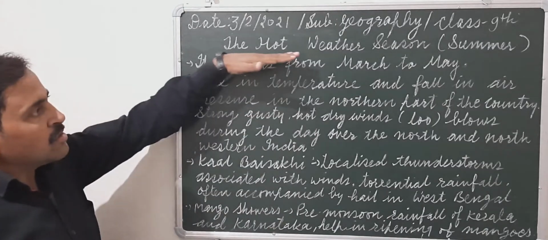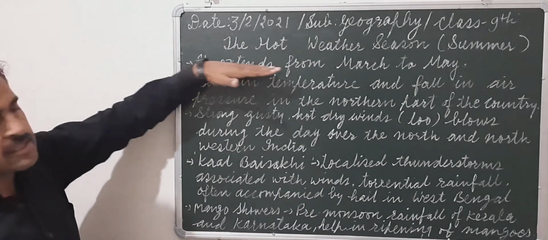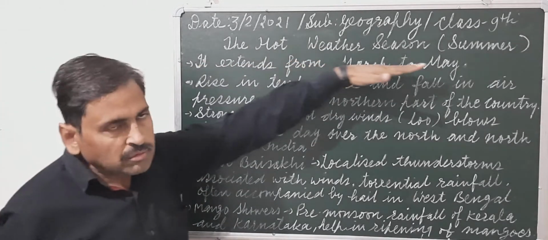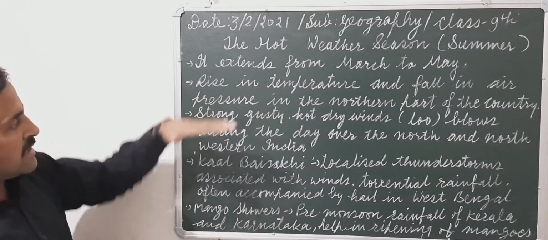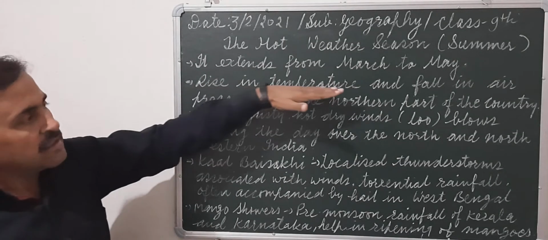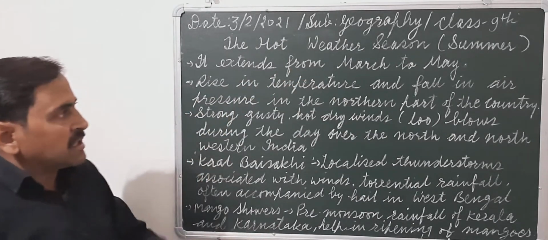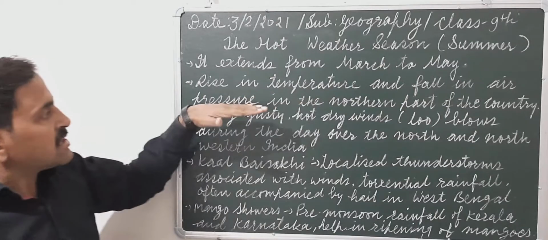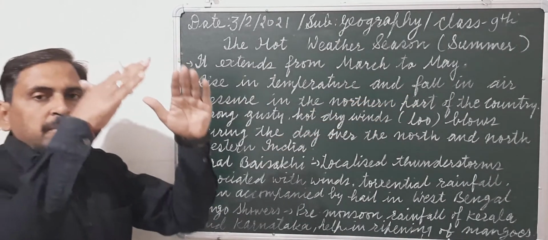Next, the hot weather season, summer. It extends from March to May. During this season, there is a rise in temperature, and because of the rise in temperature, the air pressure in the northern part of the country starts coming down.